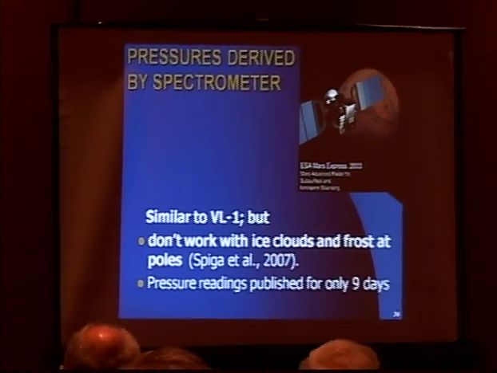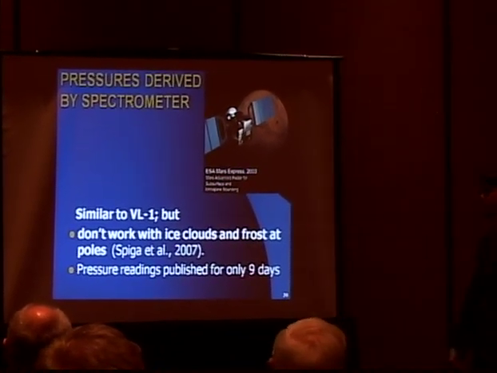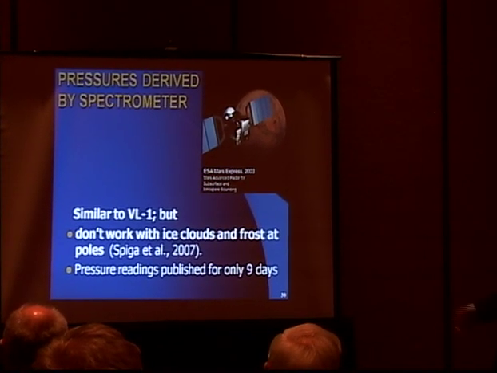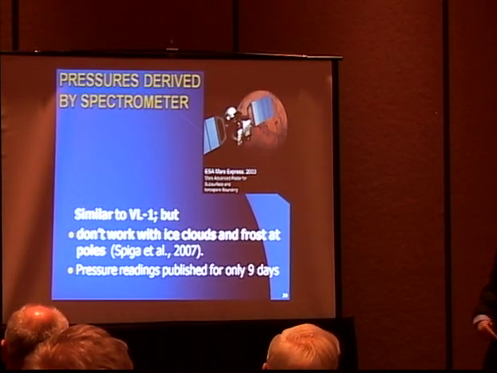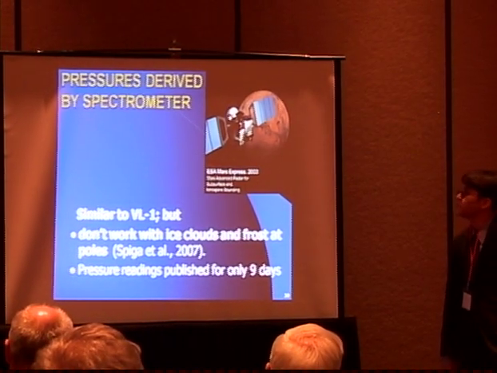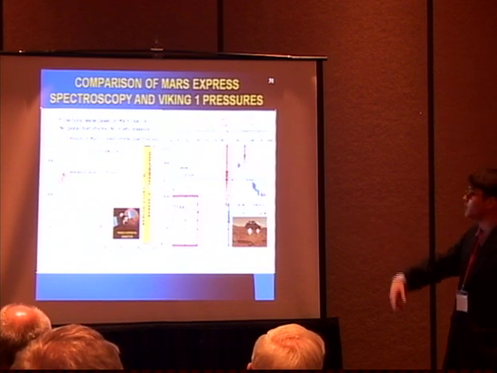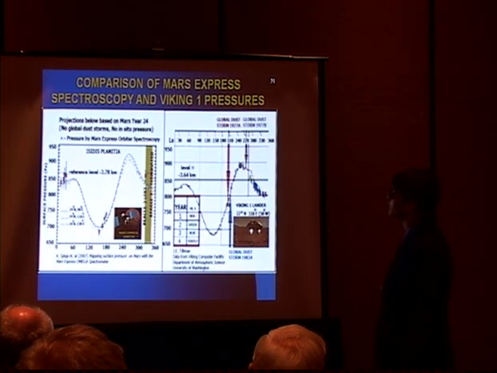Supposedly, you can use this to measure pressure, but apparently it isn't that accurate. It doesn't work with ice clouds and frost, such as at the poles, and the pressure readings are only published for 9 days. You can see them over on the left here. Each of those red X's is actually a data point.